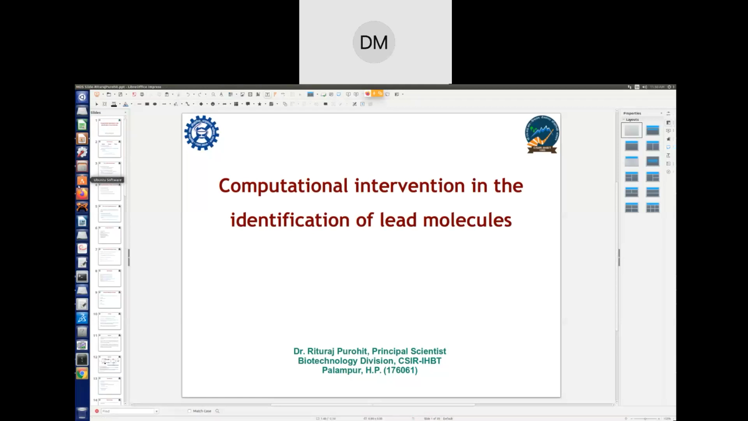So, we have Dr. Rituraj Purohit with us. He will be giving you an insight into molecular dynamics simulation. The title of his talk is Computational Intervention in the Identification of Lead Molecules. He is a principal scientist in the Department of Biotechnology at CSIR Institute of Himalayan Bioresource Technology, Palampur, Himachal Pradesh. He is our notable alumnus.